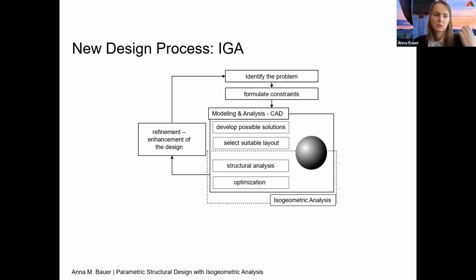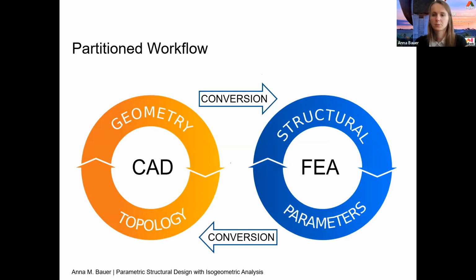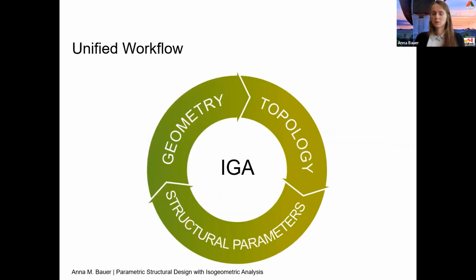So isogeometric analysis has the goal to only use one model. So we take the CAD model, as it's probably not possible to exchange this part, and move the structural analysis into the environment of CAD and also use the same model, so that we always stay in the same environment. So we go from this partitioned workflow, where we have the loop of the parameters of the geometry and the topology, which is in CAD, and a separated loop with the structural parameters, which can only be combined with additional conversion in between the two models, to this unified workflow where we only have one environment and we have all parameters available at all times.